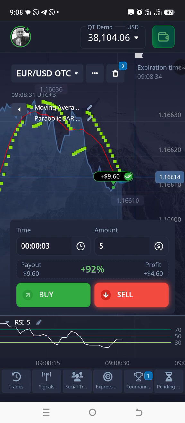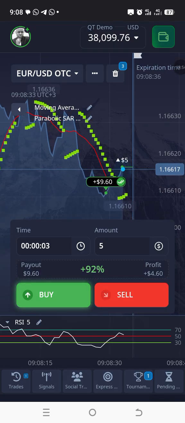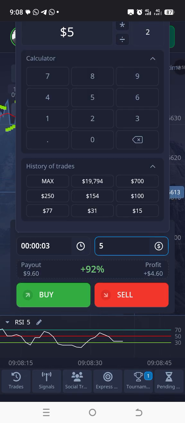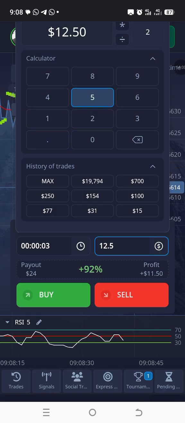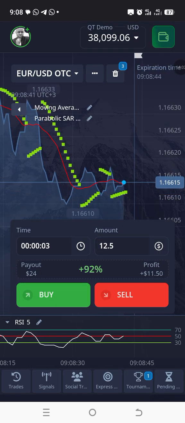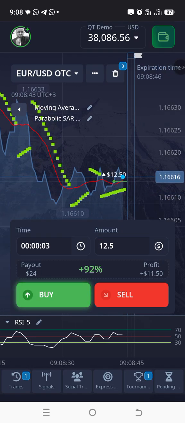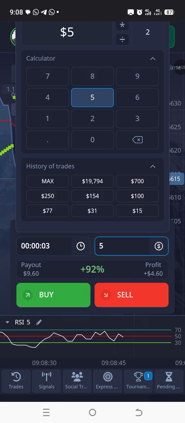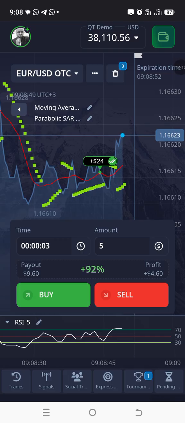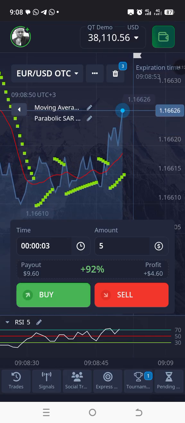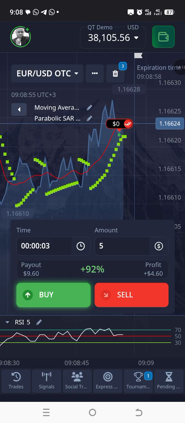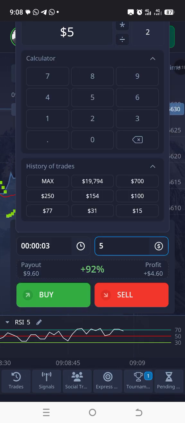Just like that. It's going up. You lose. Martingale it. You win. You go back to 5. We said we want to raise 1,000. I want to show you how you can raise 1,000 with this strategy.